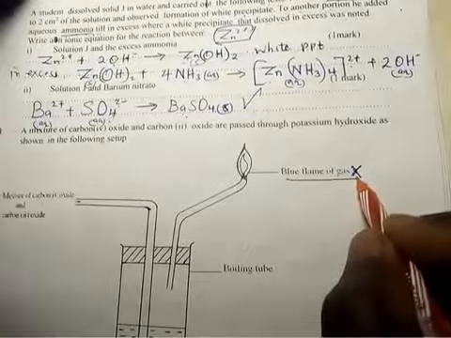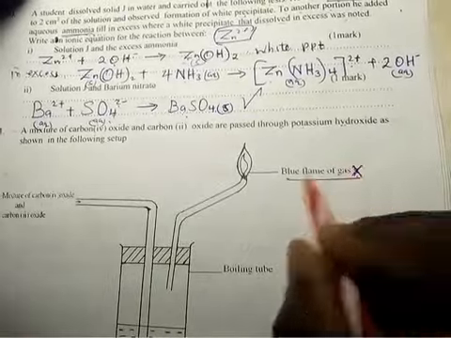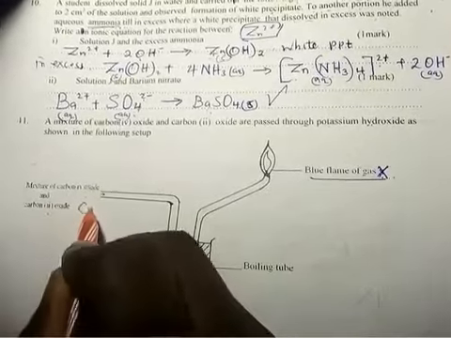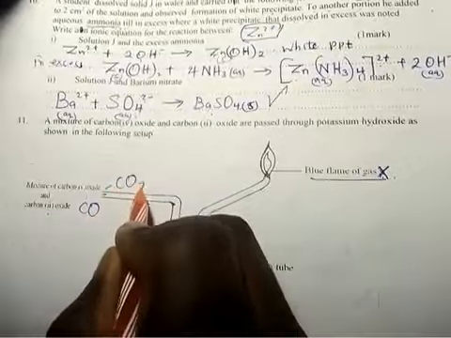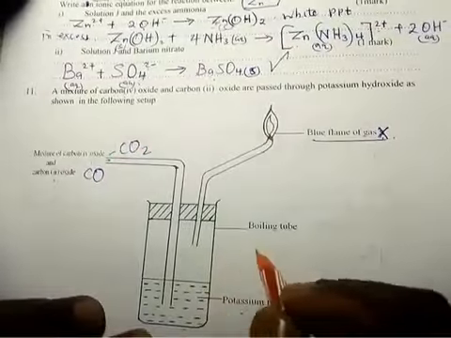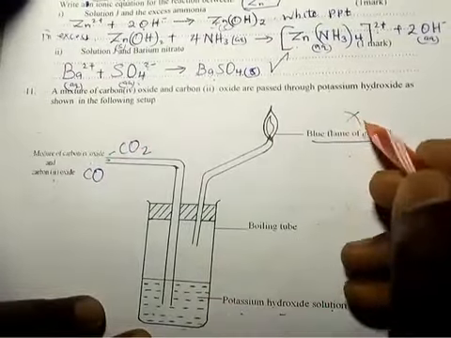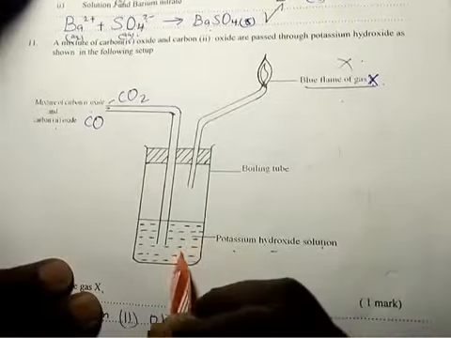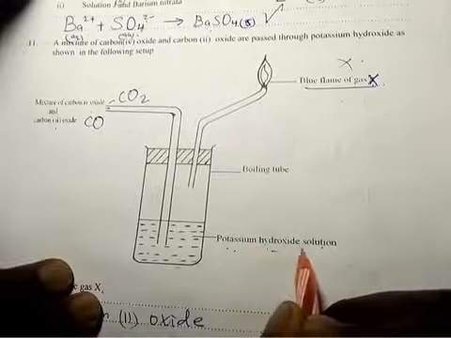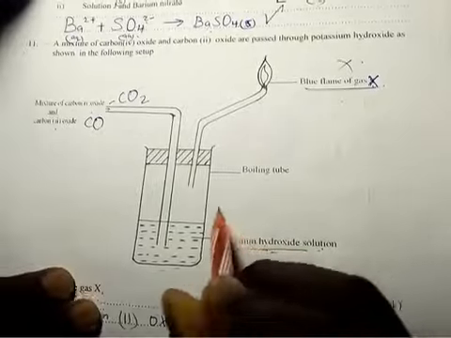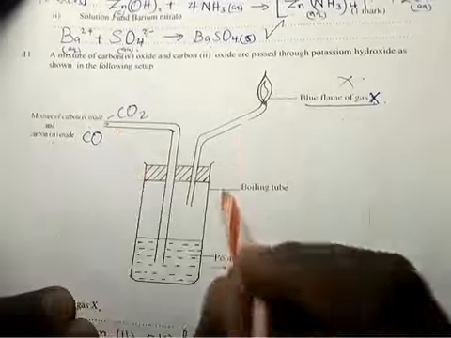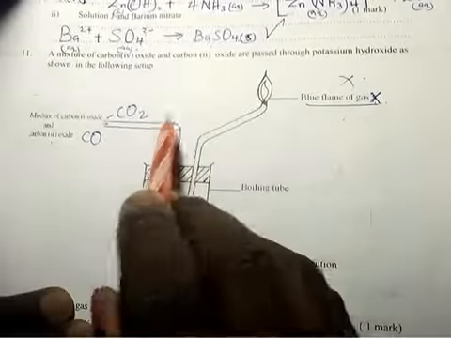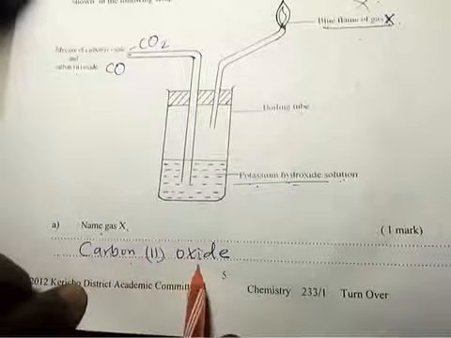Which gas do you think is burning here? Is it carbon 4 or carbon 2? Is it CO or CO2? But we know that CO2 does not support combustion, so it will not burn. Therefore, it is passed through potassium hydroxide. This will absorb all of the carbon 4 oxide, so it will not even reach this end. So the gas here is carbon 2 oxide.